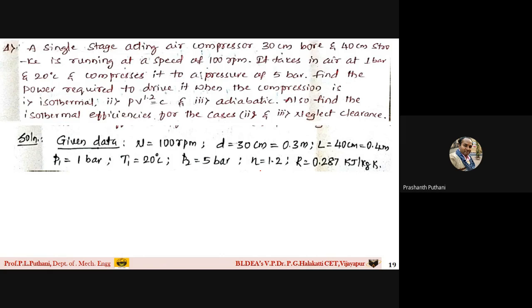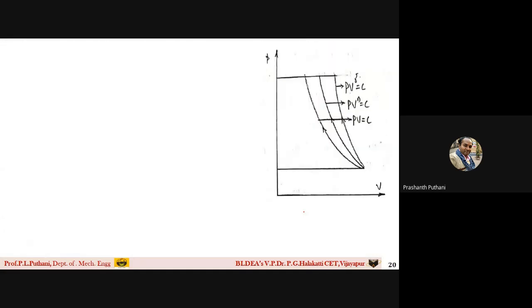So I have written the given data here: speed 100 rpm, bore 0.3 meter, stroke 0.4 meter, pressure 1 bar, temperature 20 degrees Celsius, P2 5 bar. Then polytropic process n is equal to 1.2. R value for air is 0.287. You need to remember this one. And this is the graph which I was discussing with you.